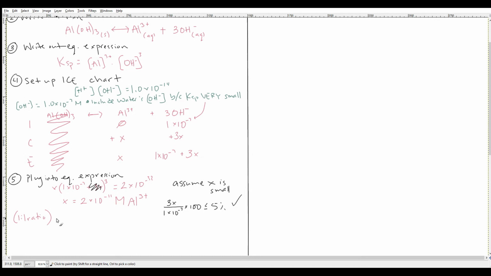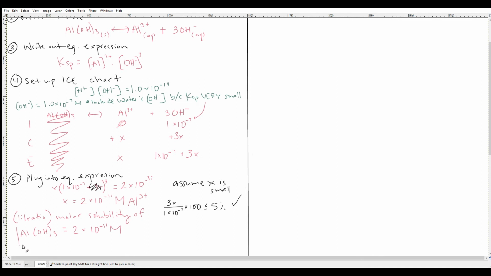That means that the molar solubility of aluminum hydroxide is also equal to 2 times 10 to the negative 11 molarity. I could convert this into grams per liter if I wanted to. However, moles per liter also works.